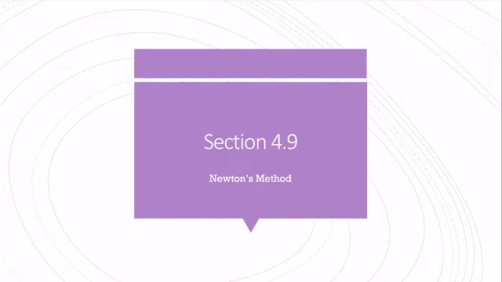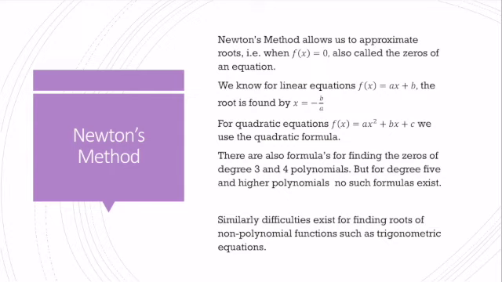Alright, so section 4.9 talks about Newton's method. Newton's method is an example of iteration. So let's talk about this. What Newton's method does is it allows us to approximate roots when f of x equals 0. It also helps us to find what we would call the zeros of an equation.